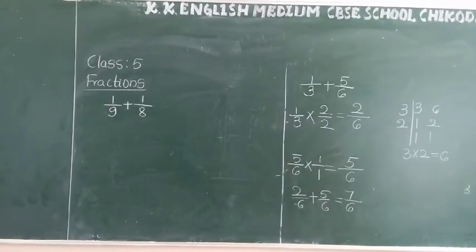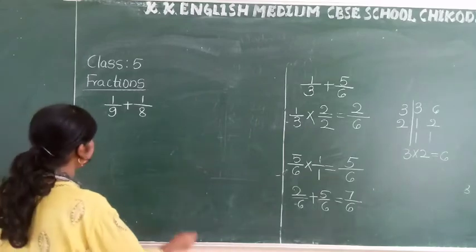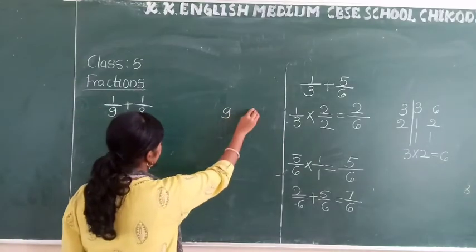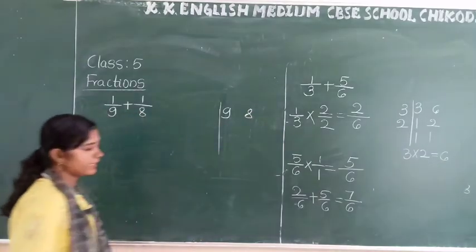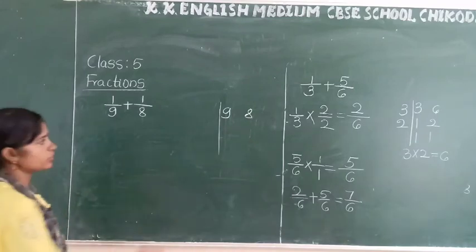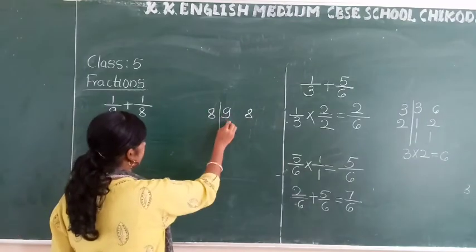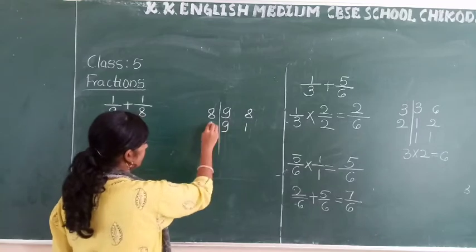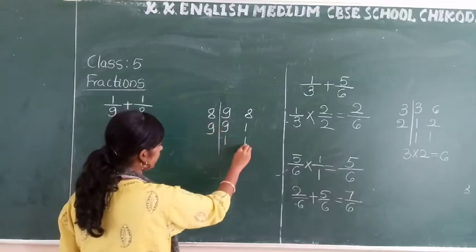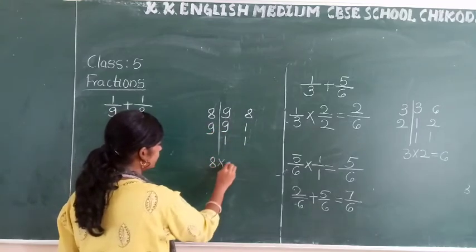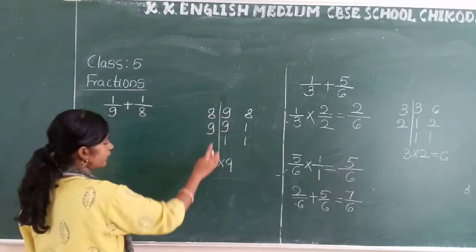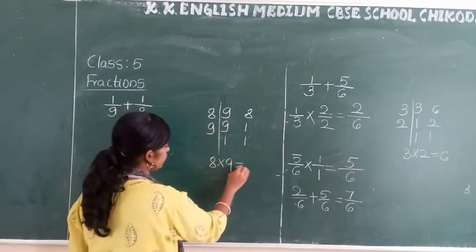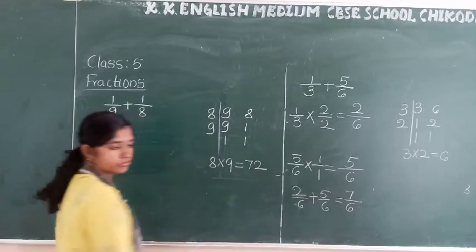Yes, one more example: 1 by 9 and 1 by 8. First step, you have to take the LCM. So 9 and 8 are not in the same table. So directly you take 9 as it is, 8 1s are 8 and 9 1s are 9, 1 as it is. 8 into 9. These terms you have to take as digits. 8 9s are 72. Okay.